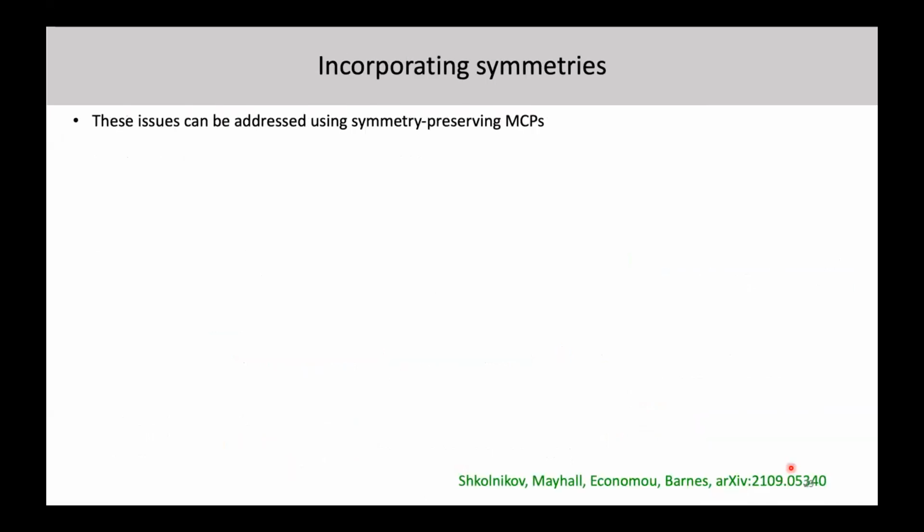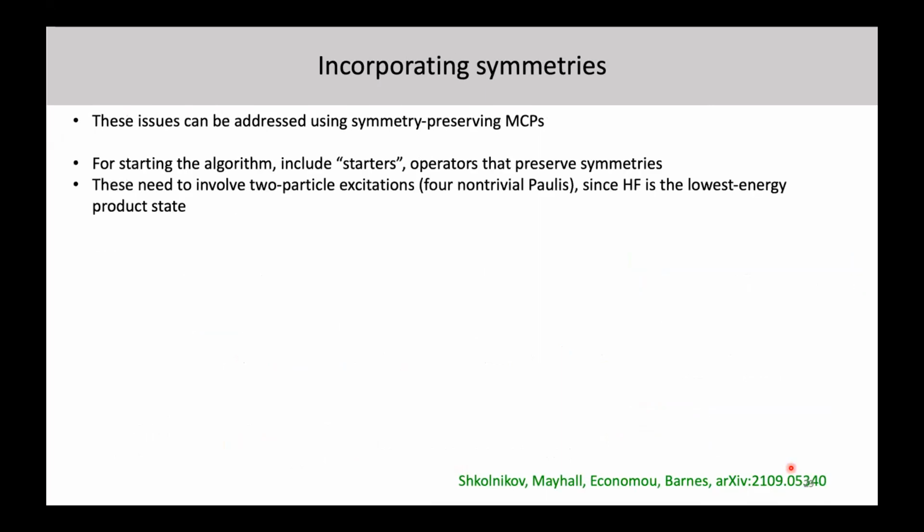So how do we fix this problem? The answer is to use symmetry preserving minimal complete pools. What we need to do is to look at the symmetries of the problem Hamiltonian and build those into the pool operators. And you can do this systematically.